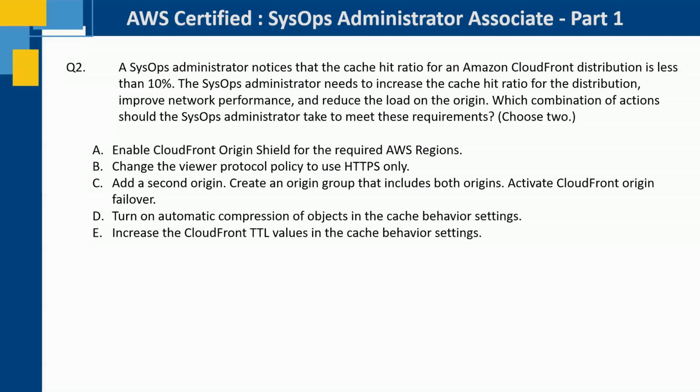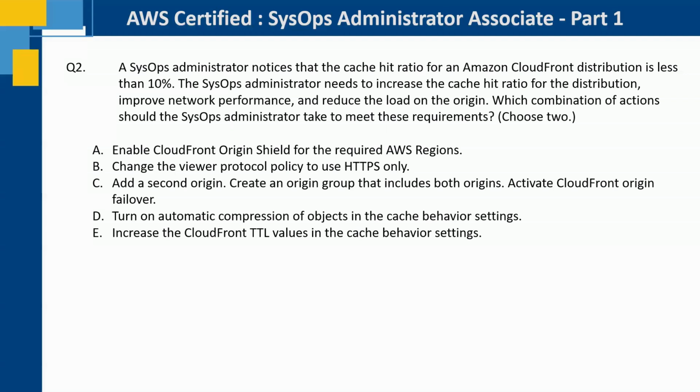And your options are: enable CloudFront Origin Shield for the required AWS regions; change the viewer protocol policy to use HTTPS only; add a second origin, create an origin group that includes both origins, and activate CloudFront origin failover; turn on automatic compression of objects in the cache behavior settings; increase the CloudFront TTL values in the cache behavior settings.